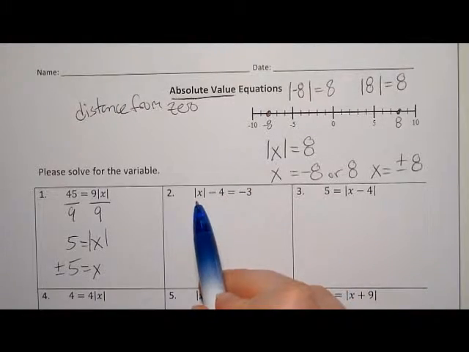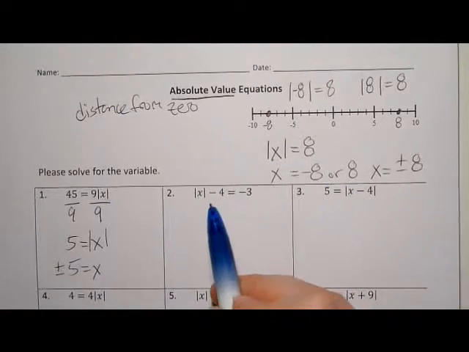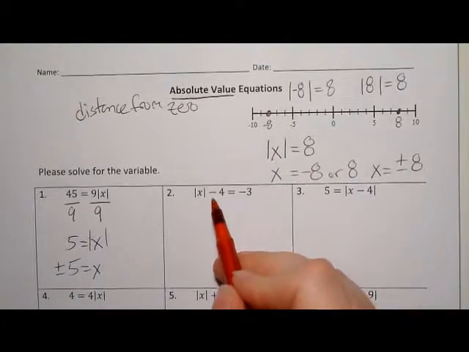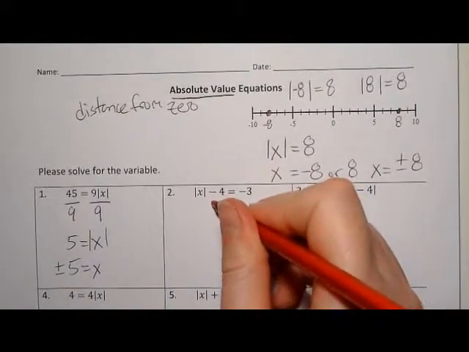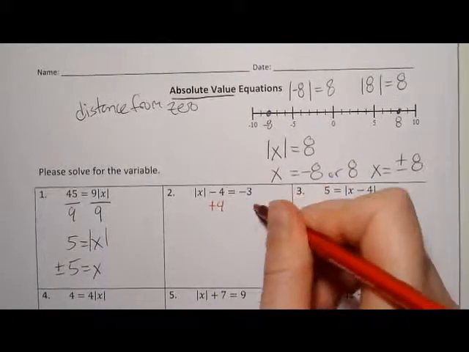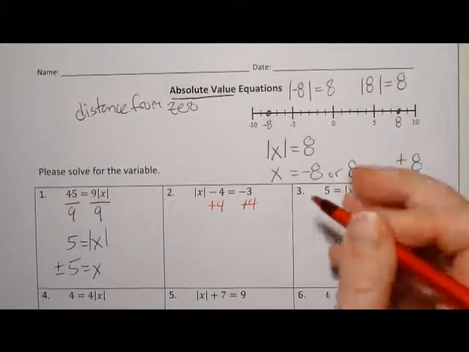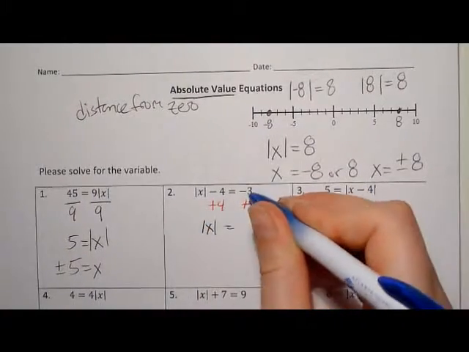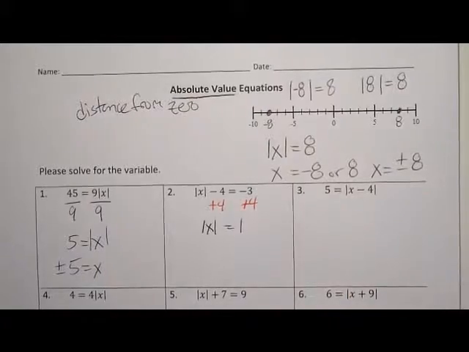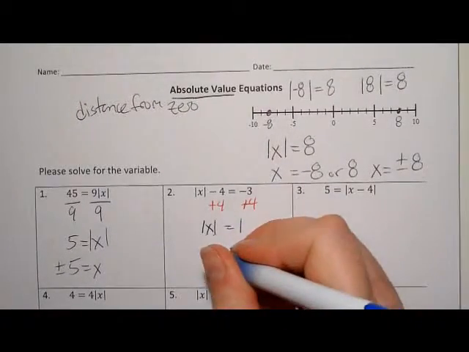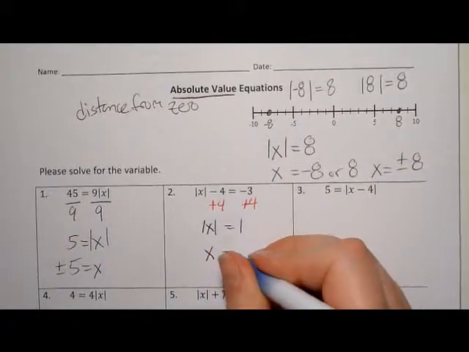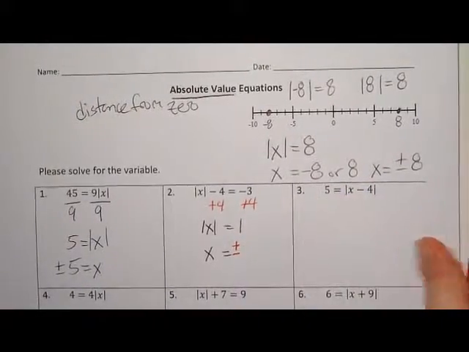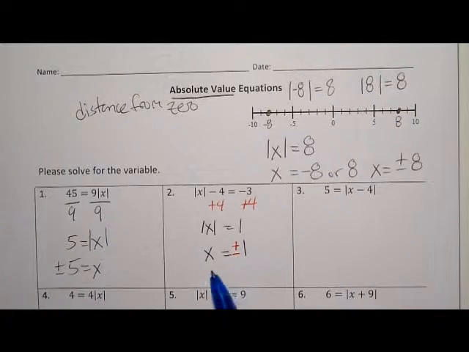I could have the absolute value of x subtracting some number or adding some number. I'm going to use my inverse operation. If my operation is subtract 4, I'm going to add 4 to both sides of the equal sign. Now I have the absolute value of x equals -3 plus 4 is +1. To undo absolute value signs, to get rid of those absolute value signs, I write plus or minus the value. So x is plus or minus 1.